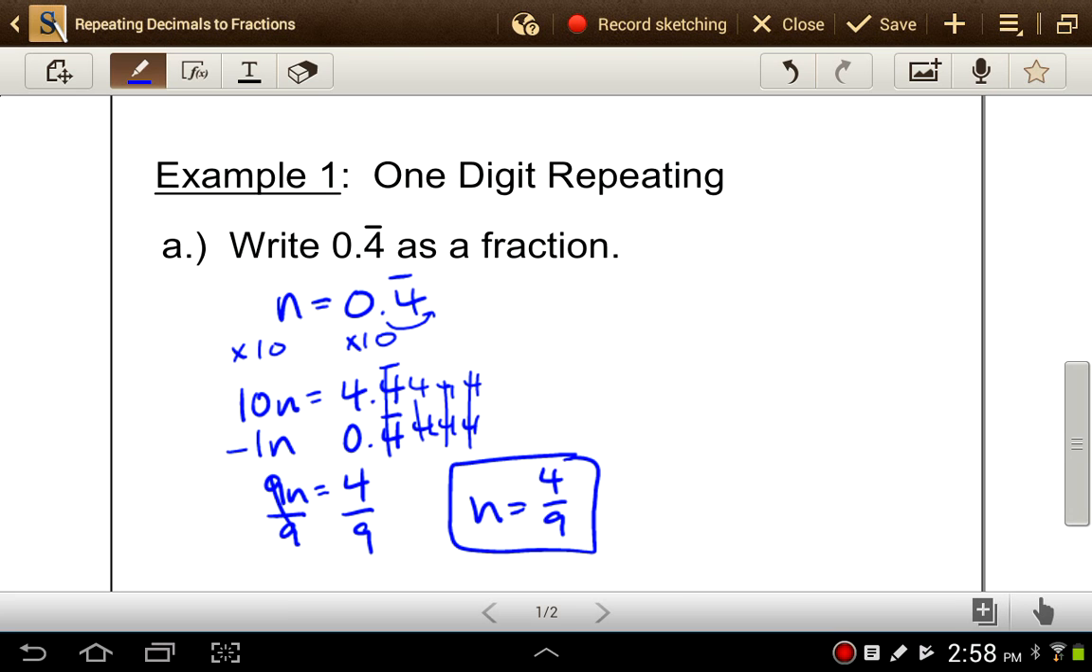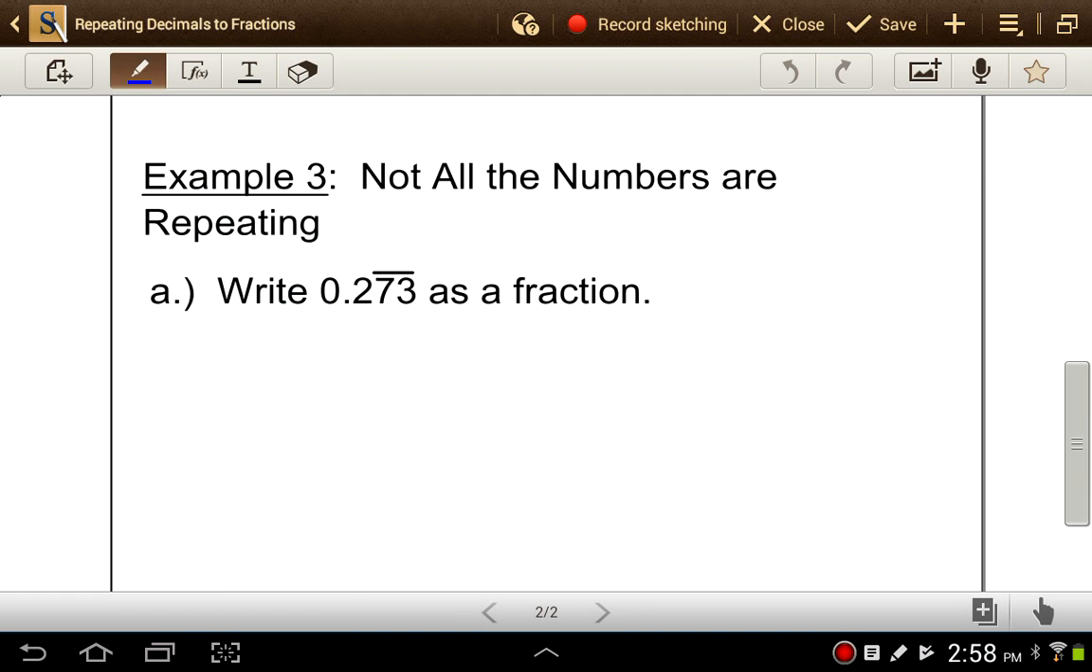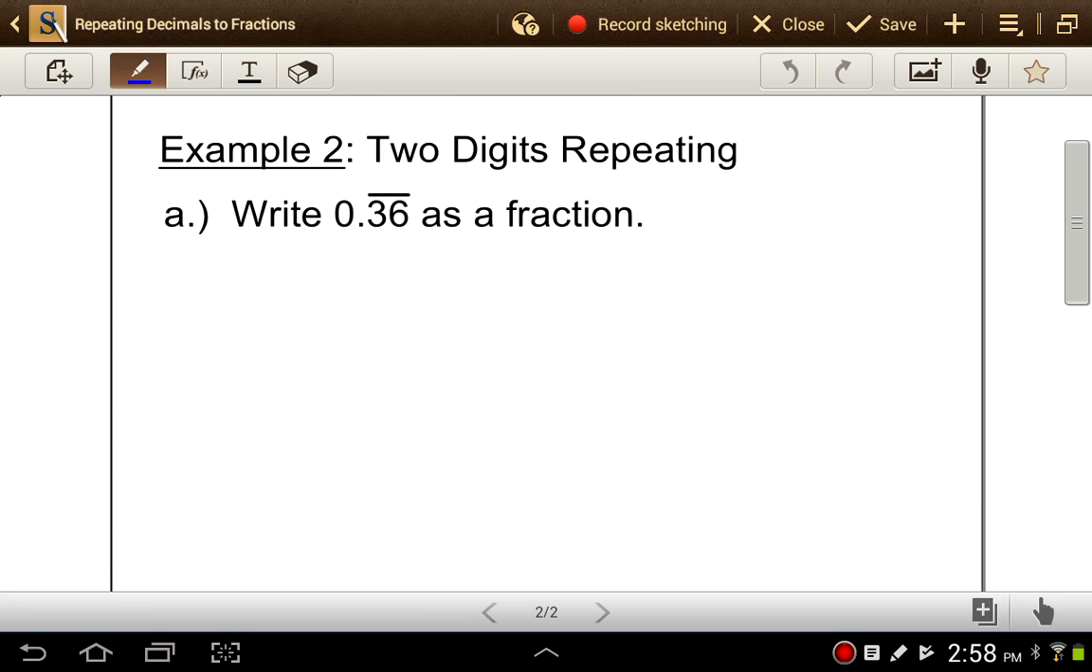Otherwise, I'm going to move on to example 2. Alright, in example 2, we're going to have two digits repeating. Same process. First thing I'm going to do is set it equal to a variable. n equals 0.36 repeating. Now, because I have two digits repeating, I'm going to multiply both sides by 100. That's going to give me 100n equals 36.36 repeating.